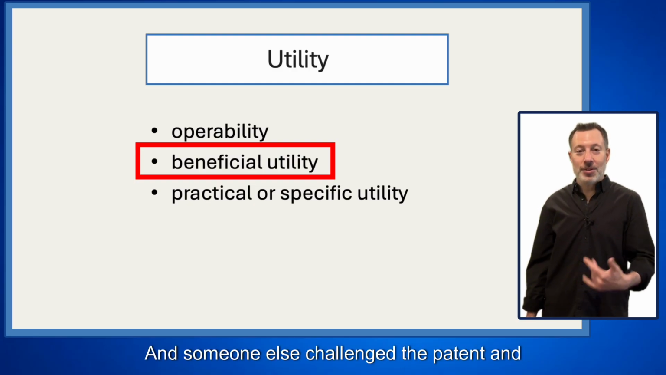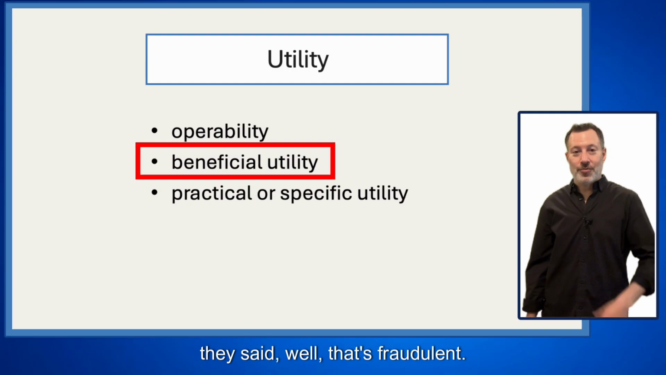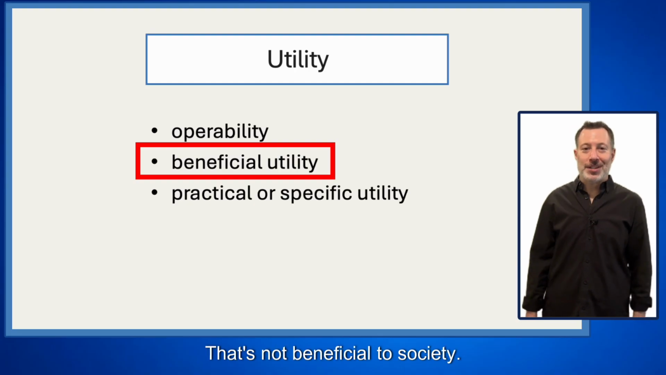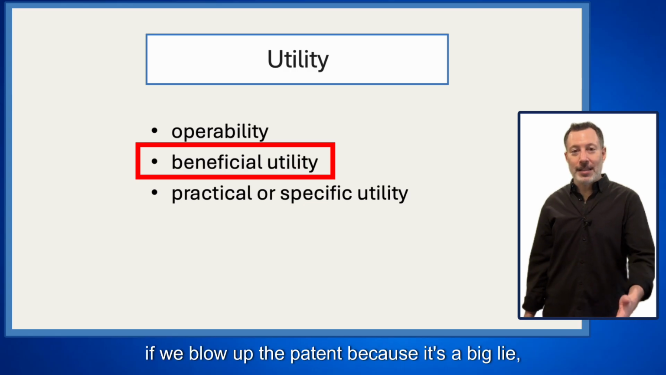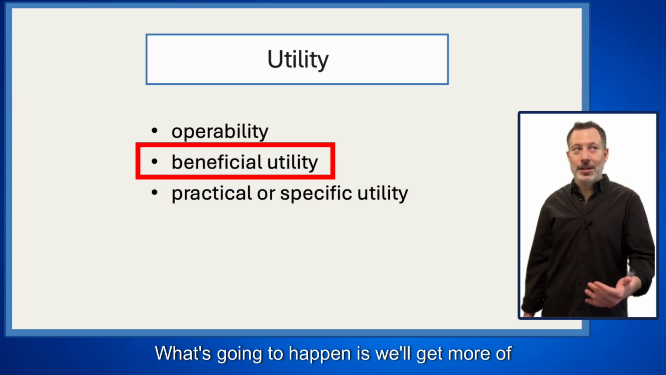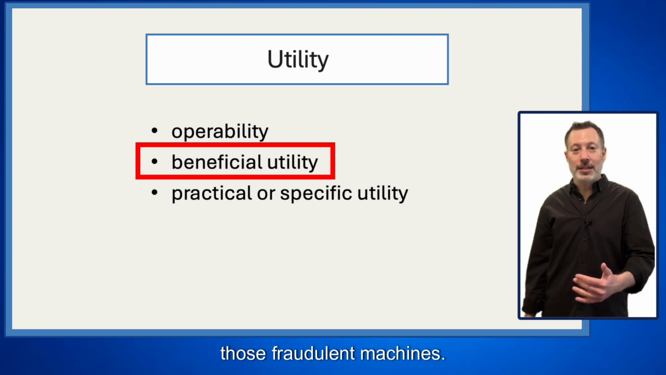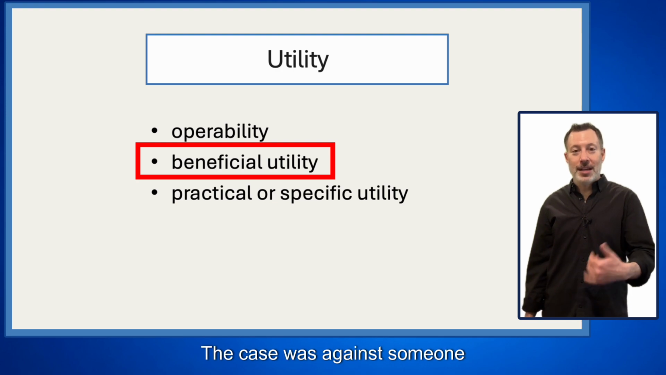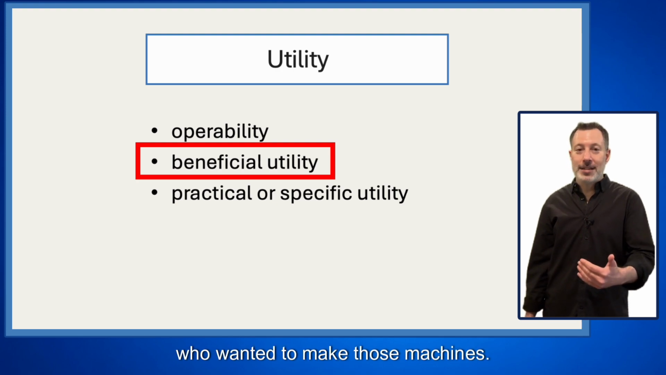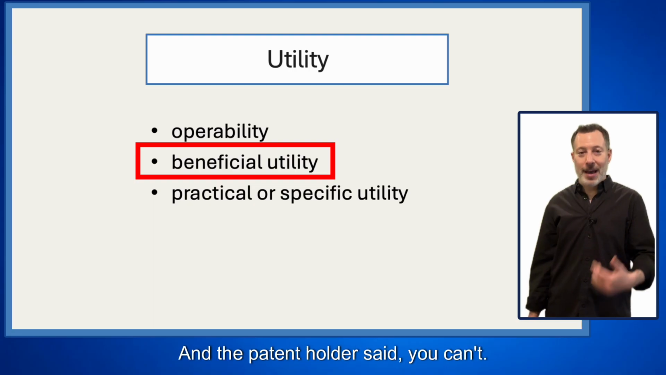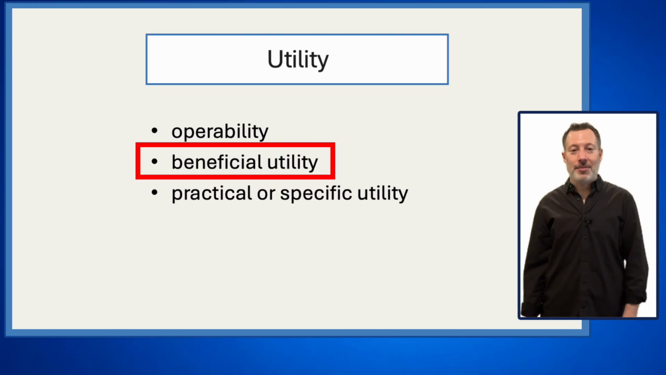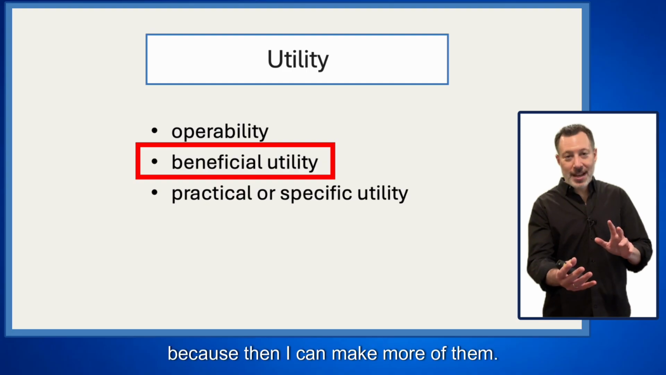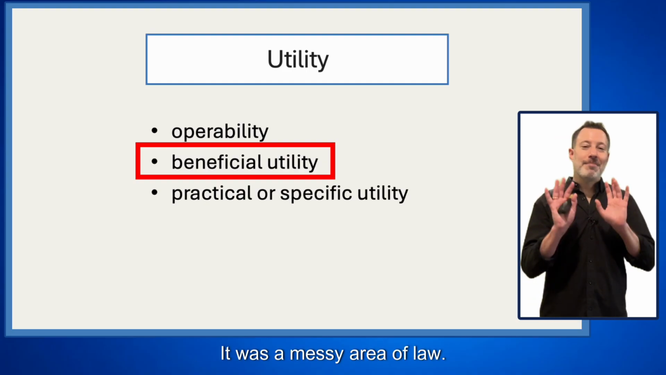And someone else challenged the patent and they said, well, that's fraudulent. That's not beneficial to society. It's a big lie. And the irony is, if we blow up the patent because it's a big lie, what's going to happen is we'll get more of those fraudulent machines. The case was against someone who wanted to make those machines. And the patent holder said, you can't, those are mine. And the other guy said, well, that's a terrible thing. Well, there should be no patent, because then I could make more of them. It was a messy area of law.